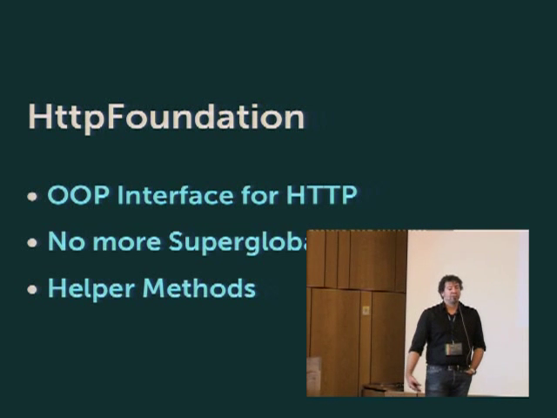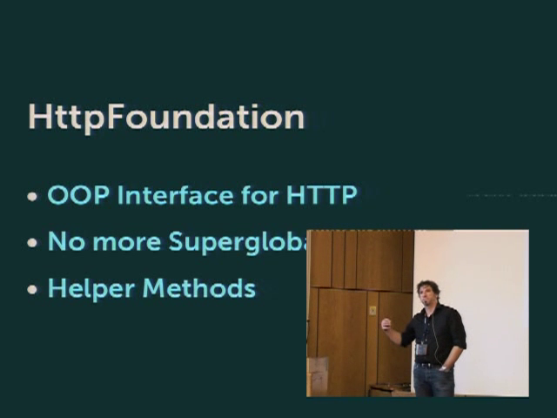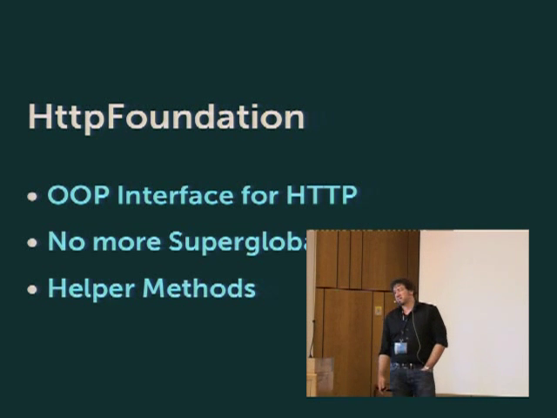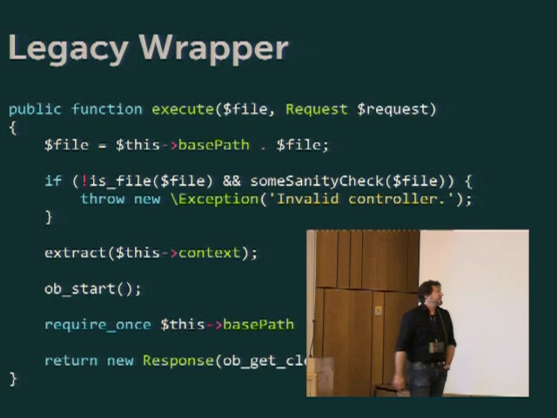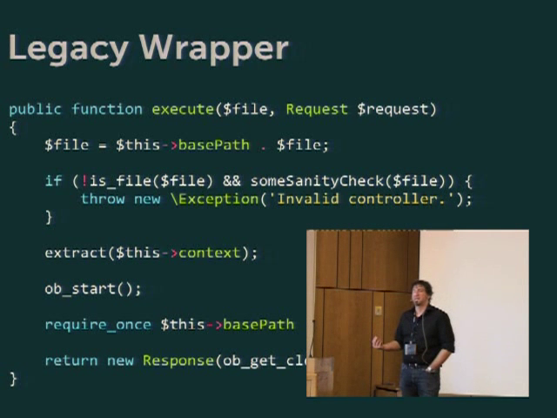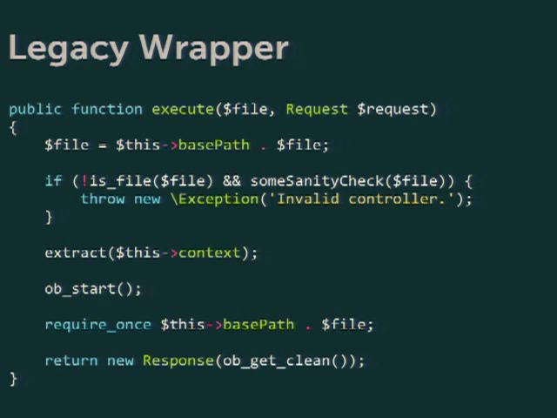So it wraps all those superglobals that you know from PHP, $_GET, $_POST, $_COOKIE, into an object and provides you with a couple of helper methods to work with it. That is the simple, quick explanation. And what we can write is, this is just example code, a legacy wrapper that takes a file name, your old PHP file from your legacy app, accepts a request and simply executes the controller, reads everything that is output by the legacy app into the output buffer, and creates a response object from it.